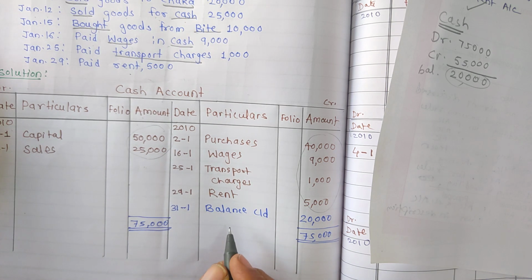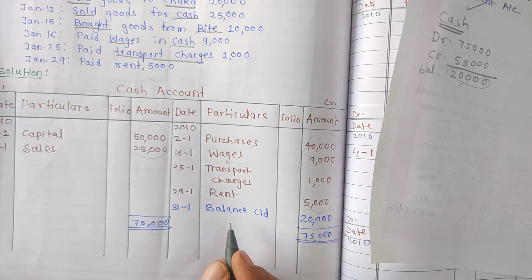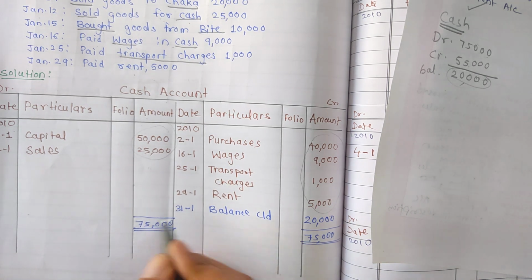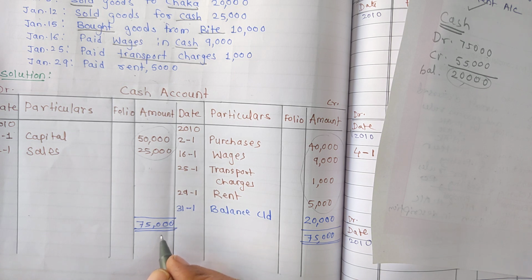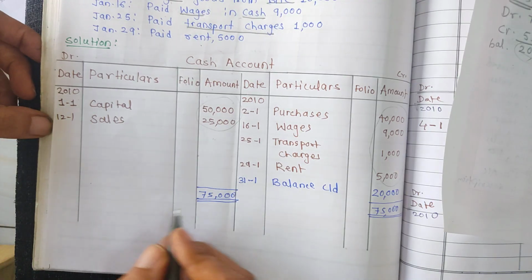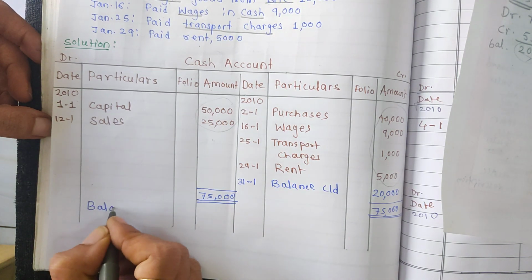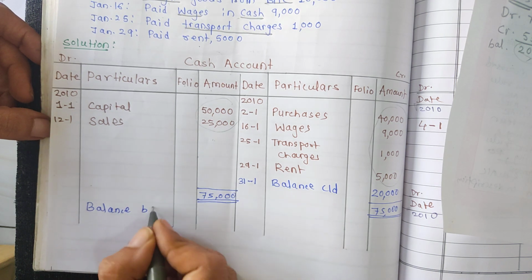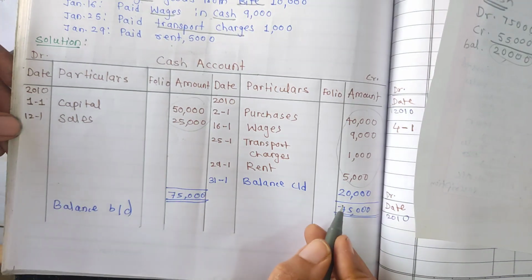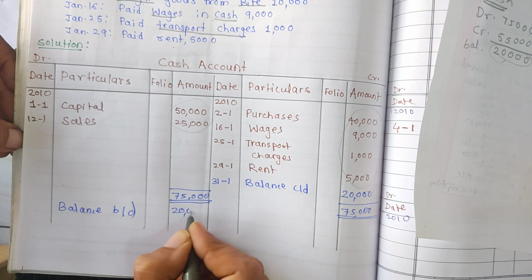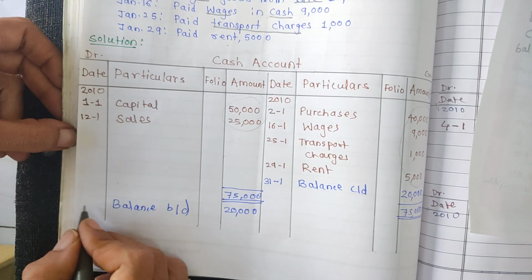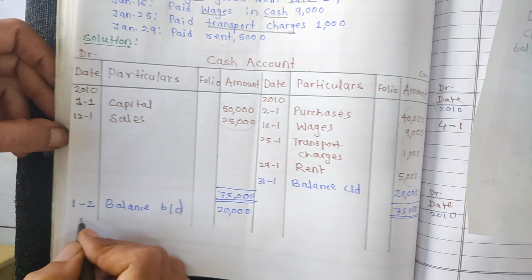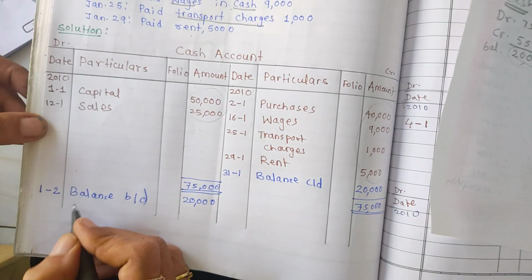Now this balance we have to enter on the line below the total on the opposite side. See, this is the credit side, so on the opposite side, the debit side, we have to write down this balance below the total and call it balance brought down. The short form is B/D. How much is the balance? 20,000, and we give the date of the next accounting period, that is after 31st January it will be 1st February.